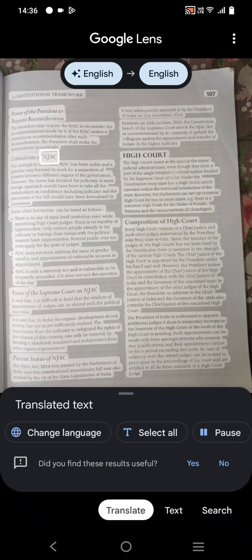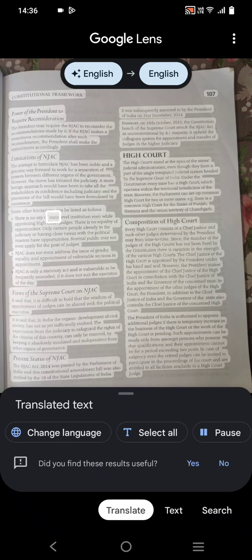Limitations of NJAC. The attempt to formulate the NJAC has been noble and a genuine way forward to work for a separation of powers between different organs of the government. However, the move has irritated the judiciary. A more benign approach would have been to take all the stakeholders in confidence, including the judiciary, and the provisions of the bill would have been formulated by consensus. Some other limitations can be listed as follows.